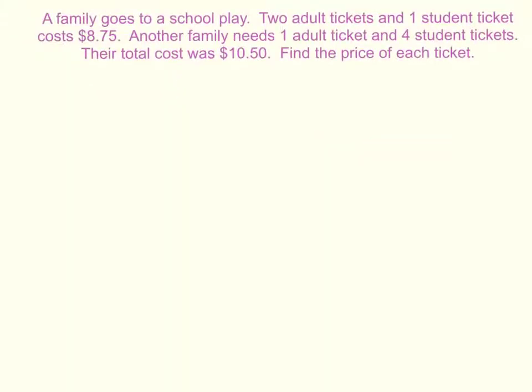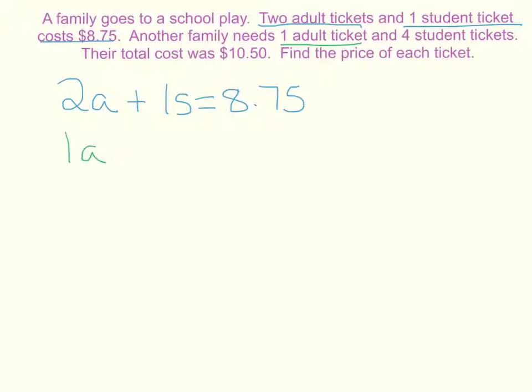Alright, here's our last example. A family goes to a school play. 2 adult tickets and 1 student ticket cost $8.75. So that's 2 adult tickets plus 1 student ticket equals $8.75. And then another family needs 1 adult ticket and 4 student tickets, and their total cost was $10.50. So solve for the price of each ticket.